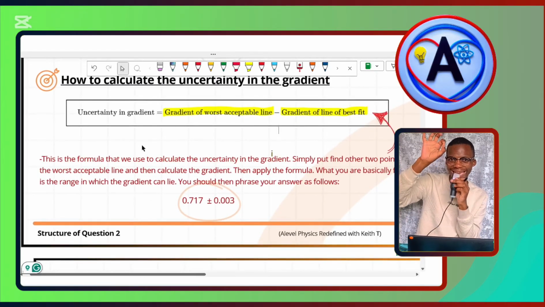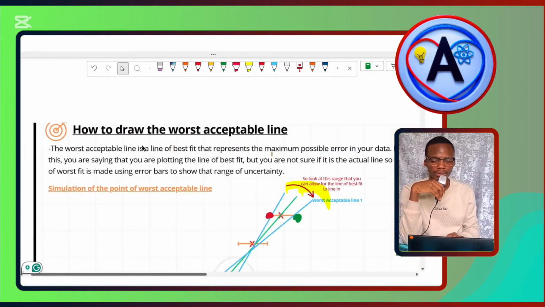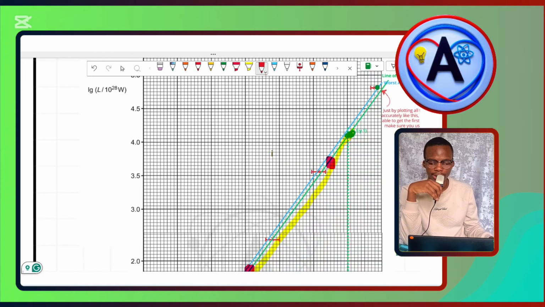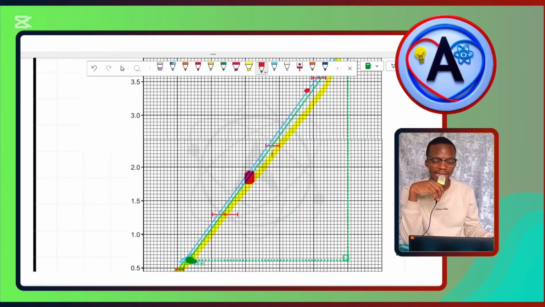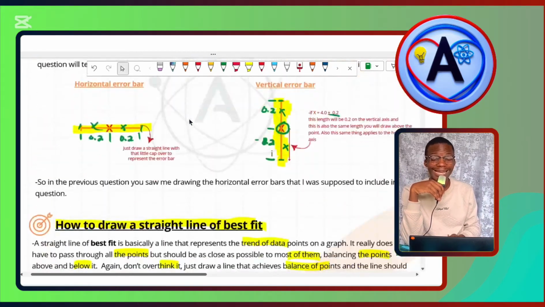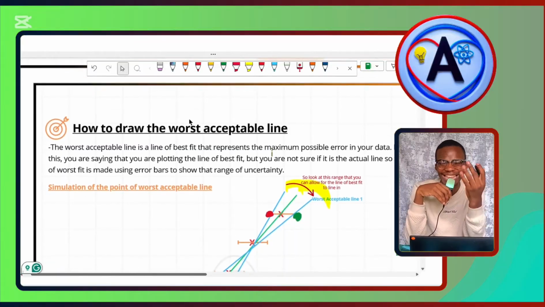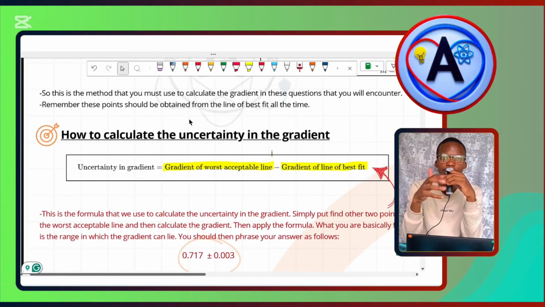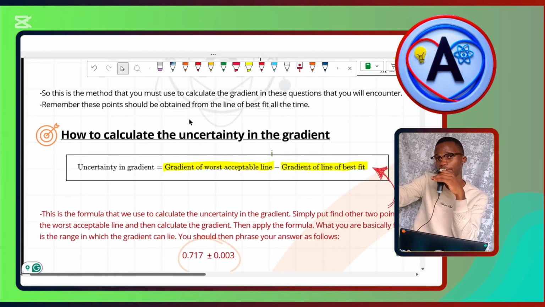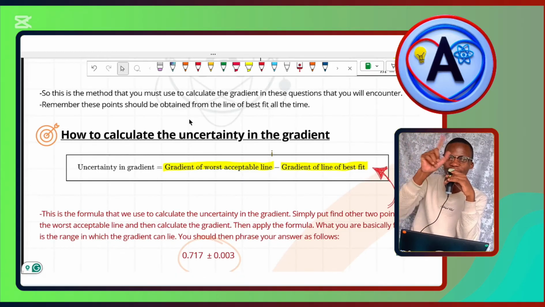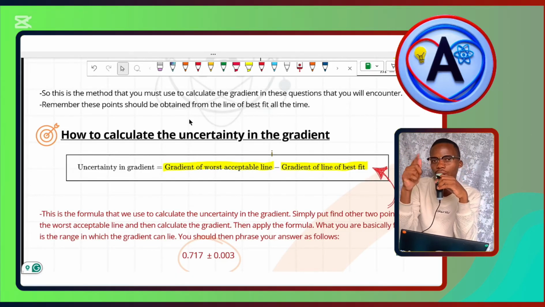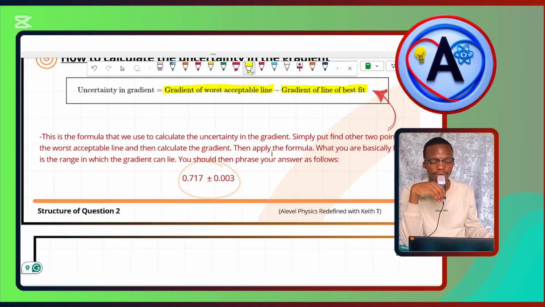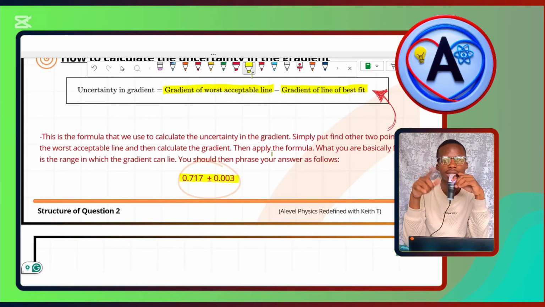You're picking 2 points again on the line of worst fit. So I'm going on the line of worst fit, and I'm like, okay, let me pick 2 points. Line of worst fit is the blue line. I pick this point, and then I pick that point. I apply the gradient formula, and I get the gradient of the line of worst fit. The difference between the two is going to be your uncertainty. One is steep like this, the other is steeper. The difference in their steepness is how uncertain you are about the line of best fit. In this example, I got 0.003.